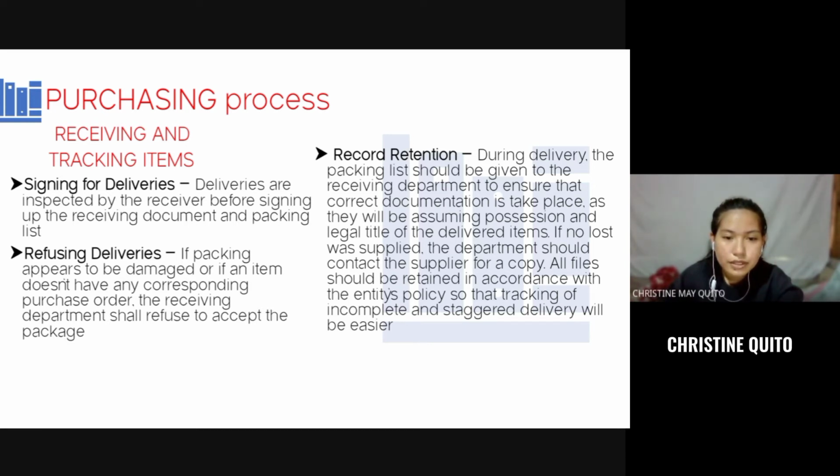Next, record retention. During delivery, the packing list should be given to the receiving department to ensure that the correct documentation is in place, as they will be assuming possession and legal title of the delivered items. If no list was supplied, the department should contact the supplier for a copy. All files should be retained in accordance with the entity's policy so that the tracking of incomplete and staggered delivery will be easier.